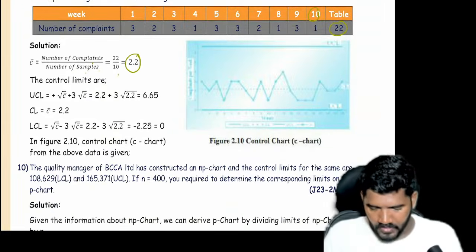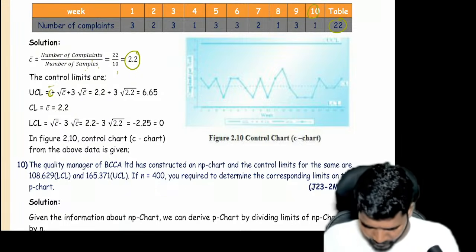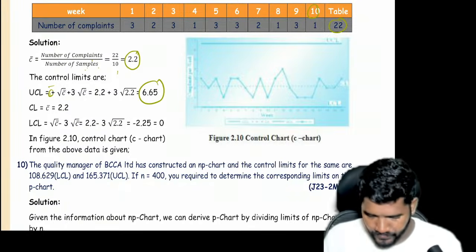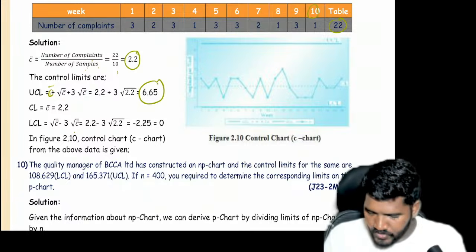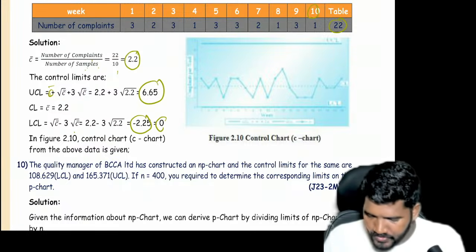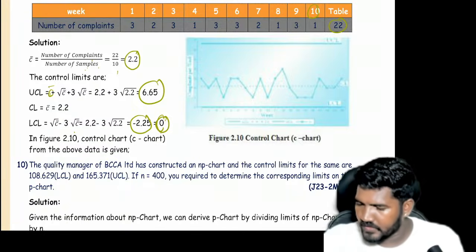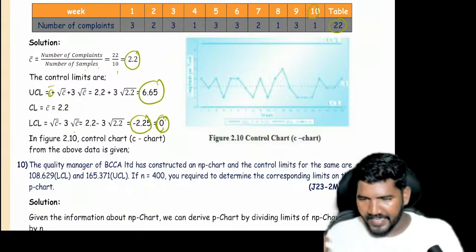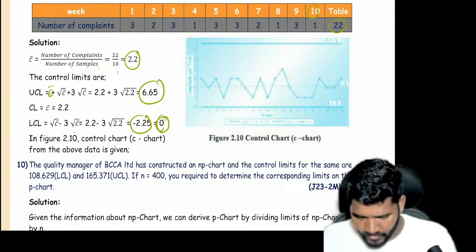Upper control limit: C bar plus 3 into square root of C bar. That is 6.65. Lower control limit: C bar minus 3 square root of C bar. So the answer is minus, there is no minus, 0. So within the control limit, no issue. If it crosses the control limit, out of control. If it crosses the lower limit also, out of control.